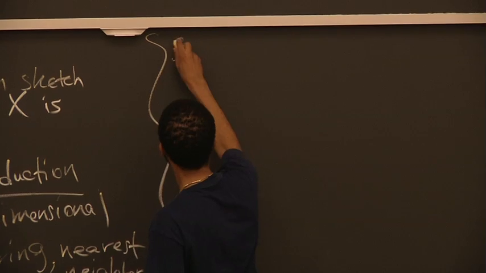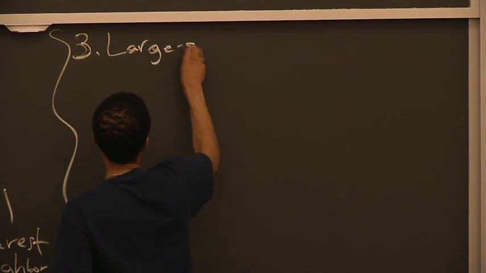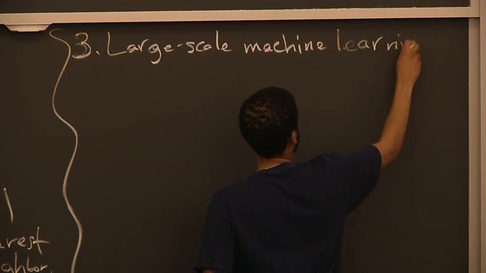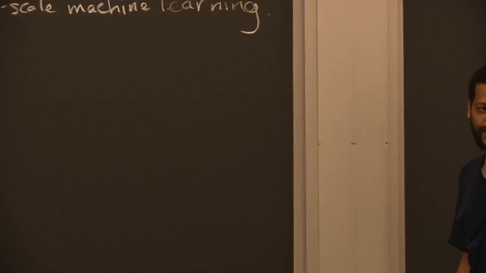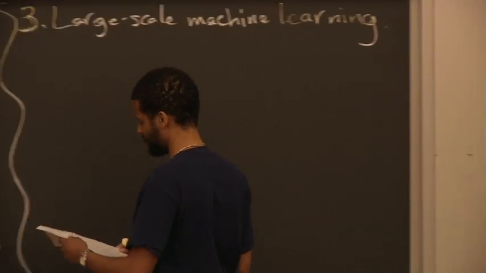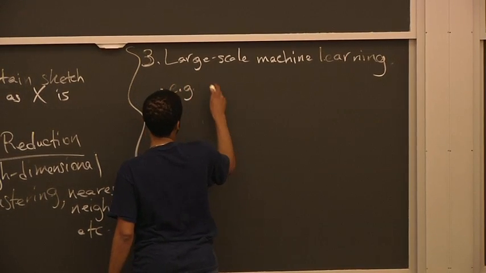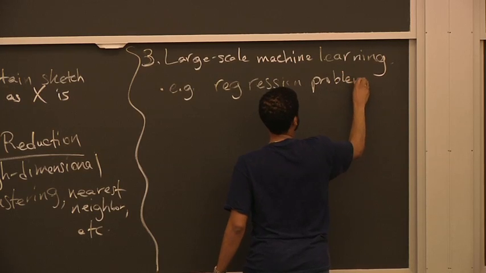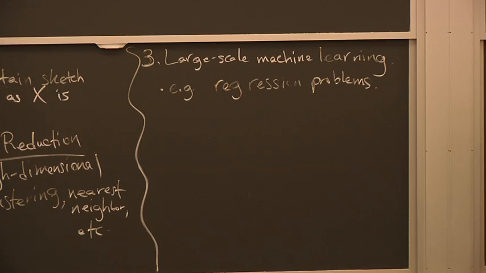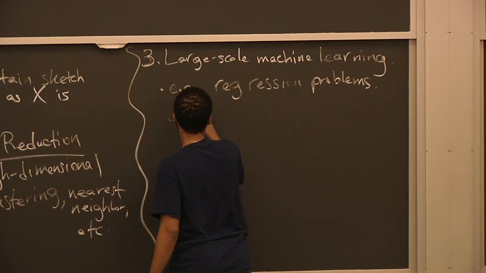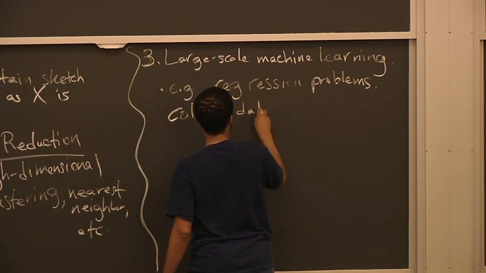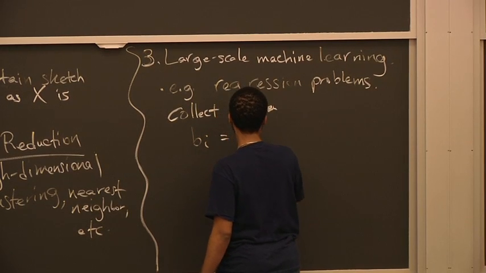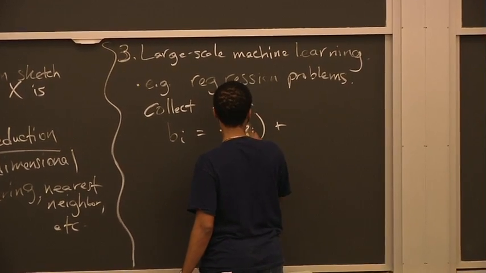So we're going to look at some things. This is not a machine learning course, but we're going to look at some large-scale machine learning problems, more from the algorithm side. Like machine learning people want to solve some problem in their algorithms, and then how do you speed that up? So for example, regression problems, large-scale regression problems. We collect a bunch of data which looks like, the ith data item looks something like bi is equal to f of zi plus noise.